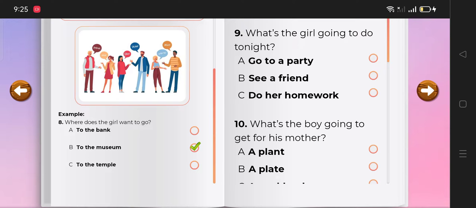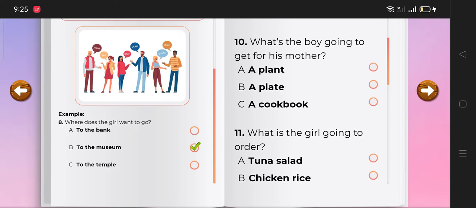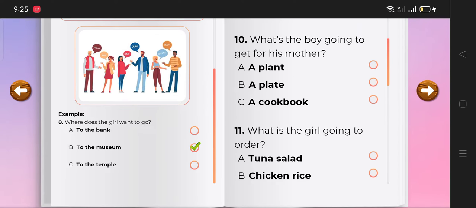What's the girl going to do tonight? A. Go to a party. B. See a friend. C. Do her homework. Number 10. Listen to the conversation between two classmates. Listen for the answer to this question. What's the boy going to get for his mother?